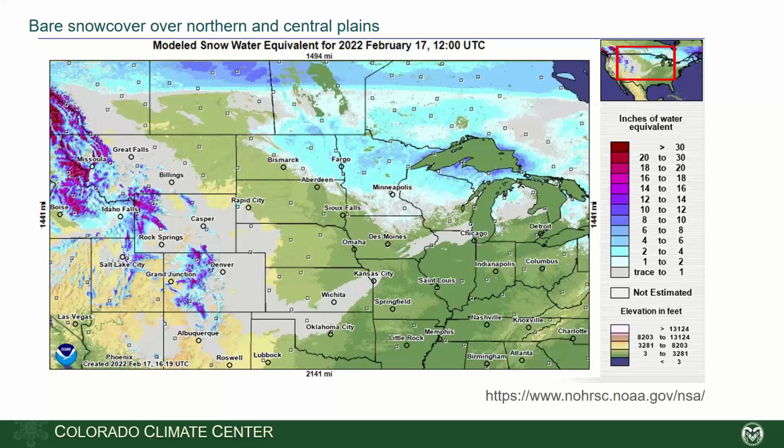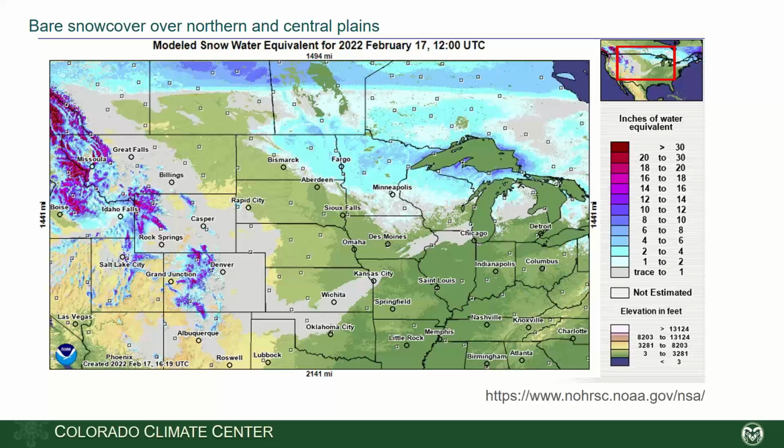Here's a quick look at where we have snow on the ground across the central region. You'll notice that the eastern portion of the region, Ohio, Indiana, snow-free now, but that wasn't the case for a lot of the last month. We saw cool temperatures and unusually persistent snowpack across that area.